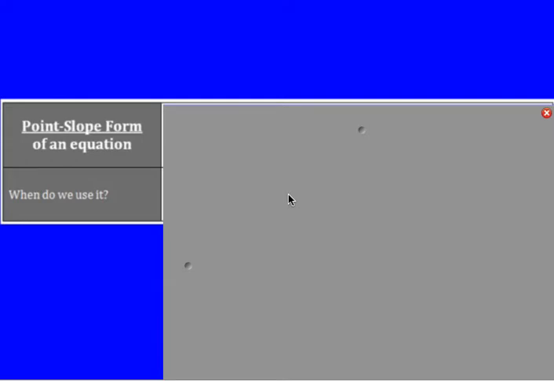Right now, what we're going to do is finish up the rest of Unit 1, Notes 3. So we're going to start talking about point-slope form. Let's go ahead and take a look at point-slope form. So what is point-slope form?